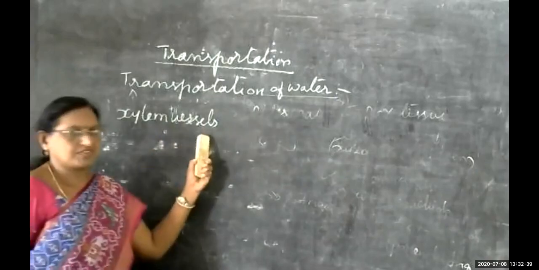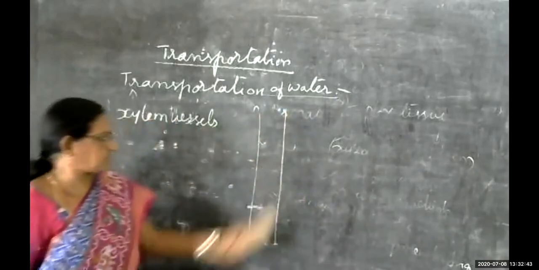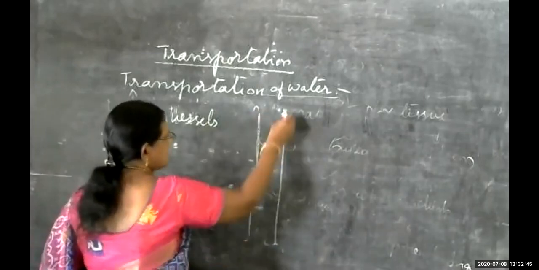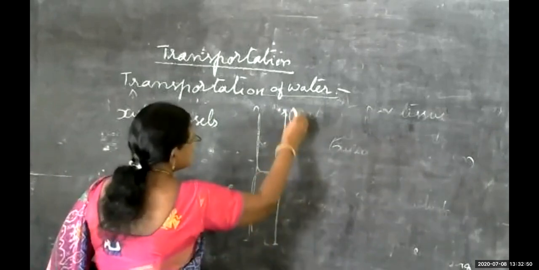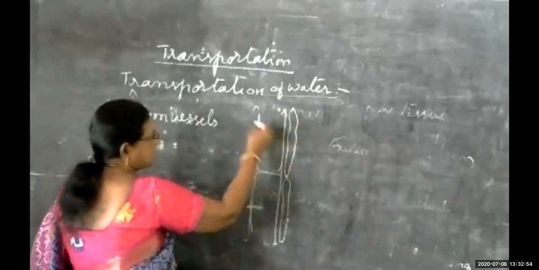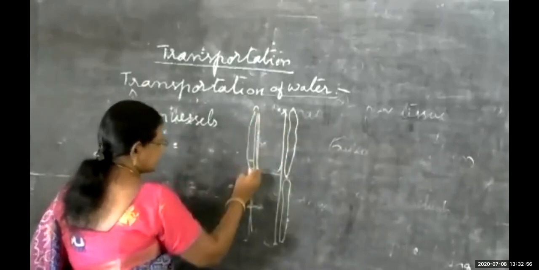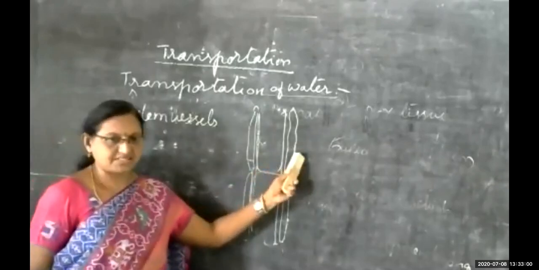So besides the xylem vessels, the tracheids will be there. So xylem vessels appear like this, and then the tracheids are there. They are somewhat small tubular structures. They are surrounded by the xylem vessels itself, like this. These are the vessels, these are the tracheids itself.